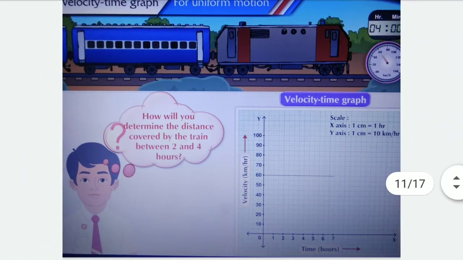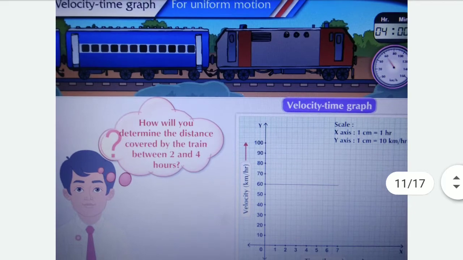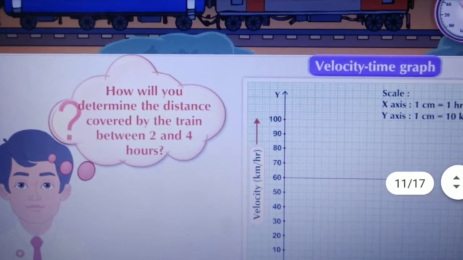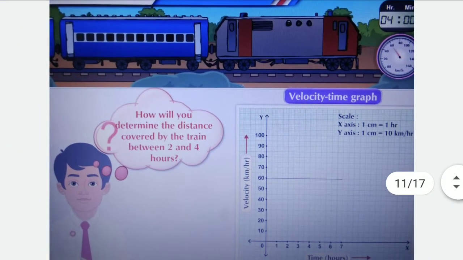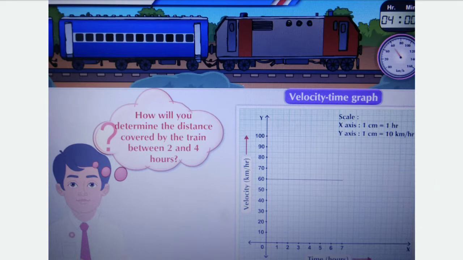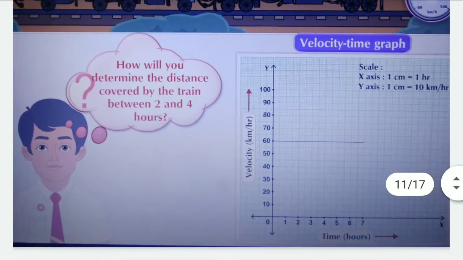Here, what is the question that arises in his mind? How will you determine the distance covered by the train between 2 and 4 hours? Here, what is shown in the picture? A train is moving with a uniform velocity. Uniform velocity means what?